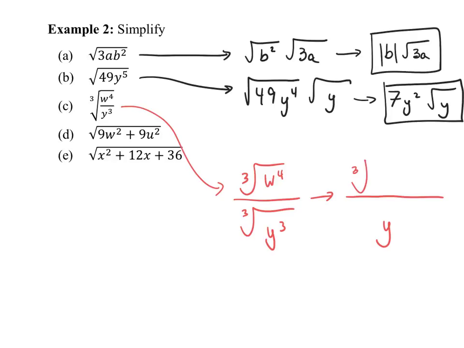You need to break the w into 2 parts, remember? It would be 3 and 1. Yeah, you have to do it this way, okay? So you have to break it into a perfect cube because the index is 3, right? When the index is 3, the exponent needs to be divisible by 3. 4 is not divisible by 3, so we break w to the 4th into w cubed and w, and then these can be reduced here. Okay? So the final answer is going to be w over y times the cube root of w.